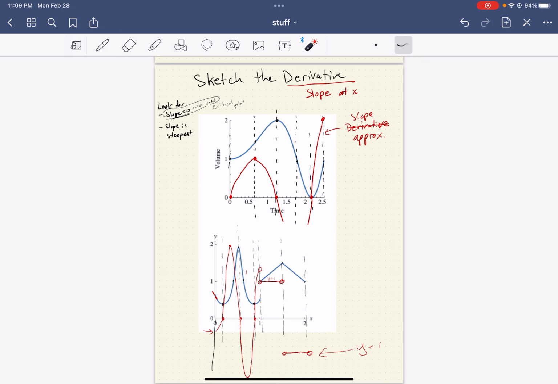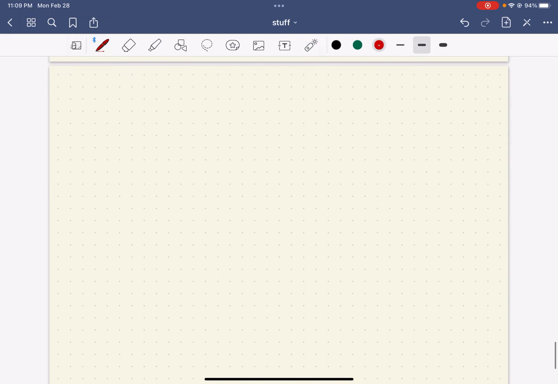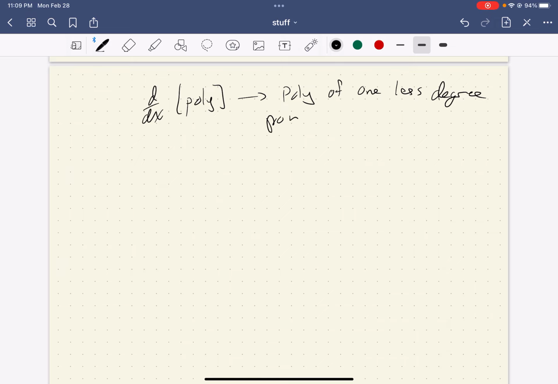Okay, so this doesn't talk at all about the rigorous definition of the derivative, but it gives us some intuition on derivative behavior. One more little remark, which is that derivatives, okay, so here's some shorthand notation. For polynomials, they're still polynomials of one less degree. If your class hasn't gotten here yet, you'll get there soon enough. It's something called a power rule.